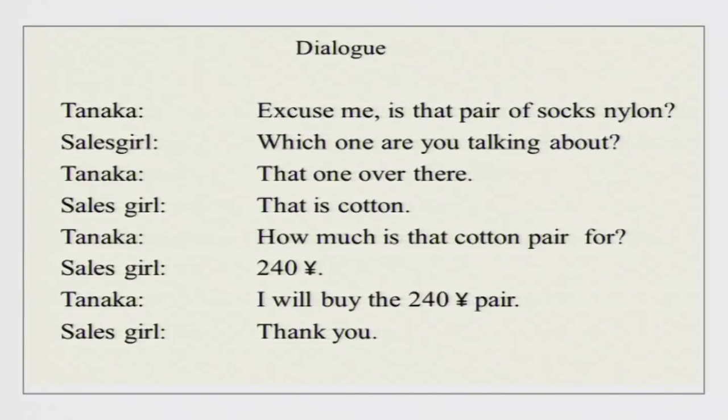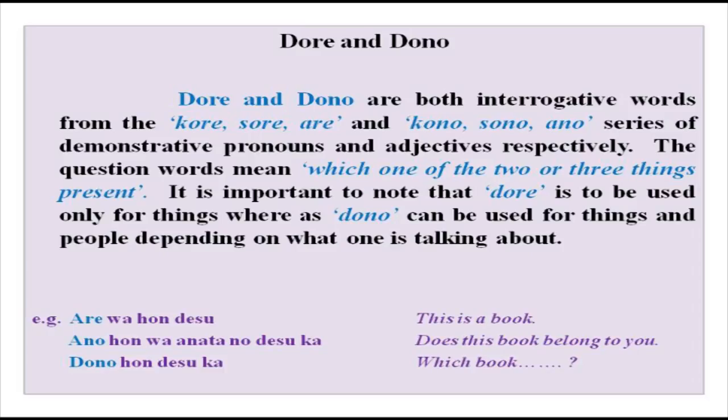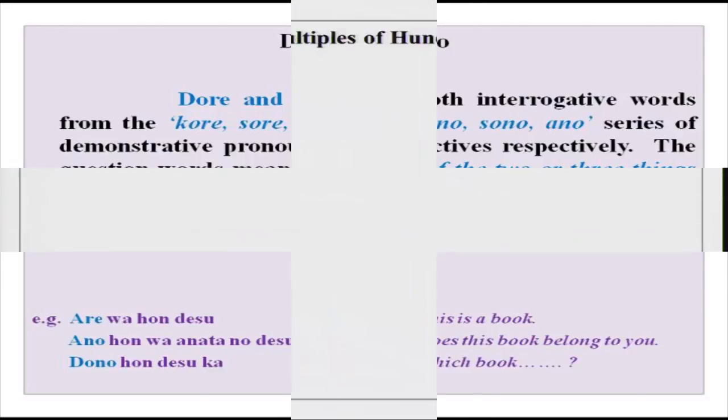Then this is your translation in English, which you can go over. Now, you have dono and dore over here. You can please go through it, read it carefully, and I'm sure you will understand. And also, as we go ahead with our lesson, I'm sure you'll be able to understand dore and dono easily. Kore wa hon desu. Kono hon wa anata no desu ka? Does this book belong to you?